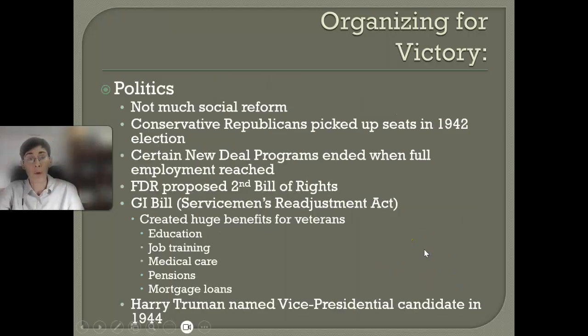Okay, so not much social reform at this point because we're too busy fighting the war, right? We're too busy fighting the war. So certain New Deal programs ended when full employment was reached. FDR also proposed a second Bill of Rights. The GI Bill was passed. This would prove essential. The GI Bill was revolutionary in terms of benefits for veterans.